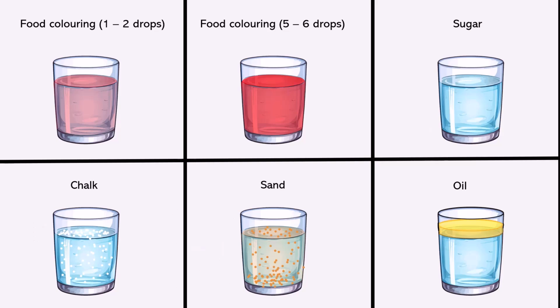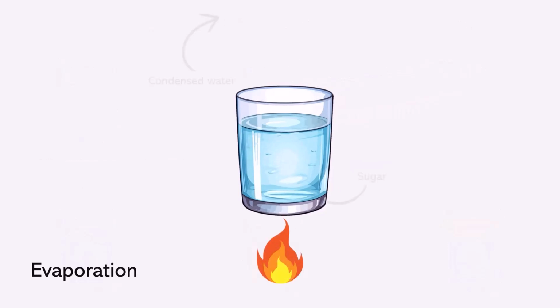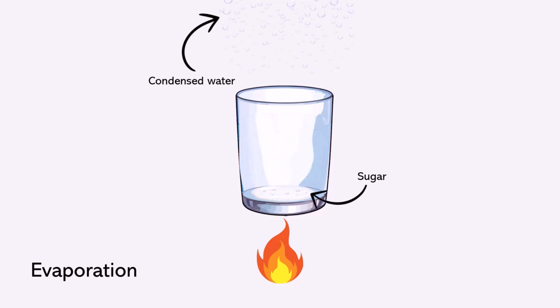Now mixtures are great because you can break them down into their parts. Let's take the sugar water and try to separate it. Just heat it, and evaporation leaves the sugar behind with the water condensed above.